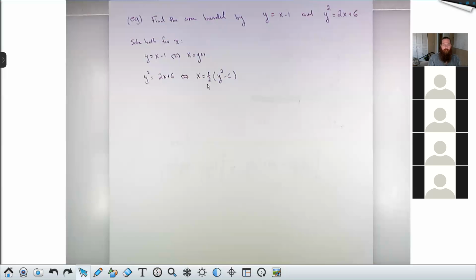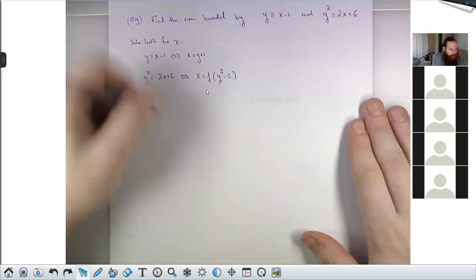I need two things. I need to know which is the right function and which is the left function. And I also need to know what the limits for my integral are. What are a and b? What are the two y values that determine the start of my region and the end of my region? For both of those, I need to draw the picture. I need a nice graph.